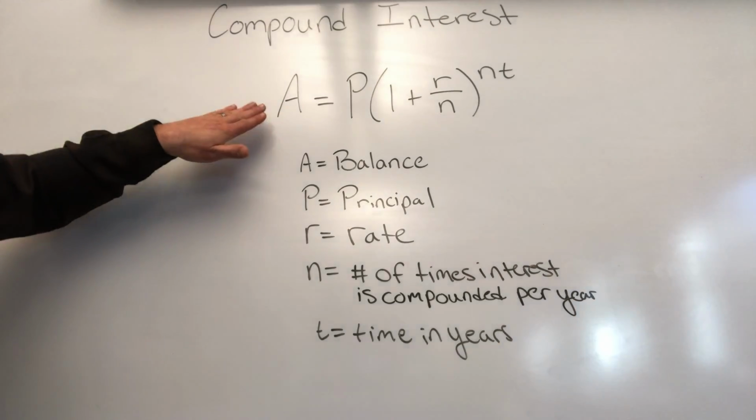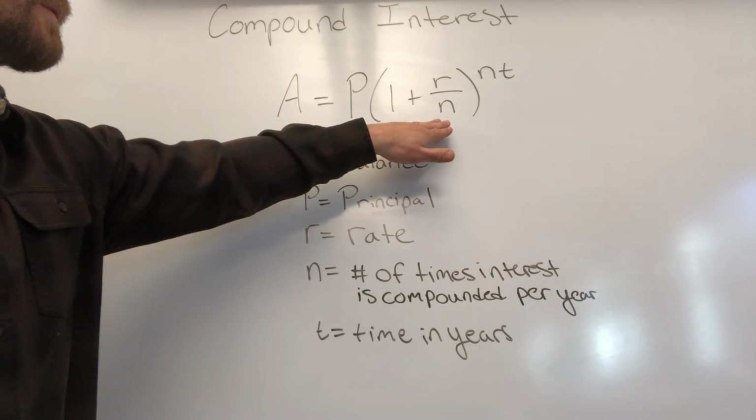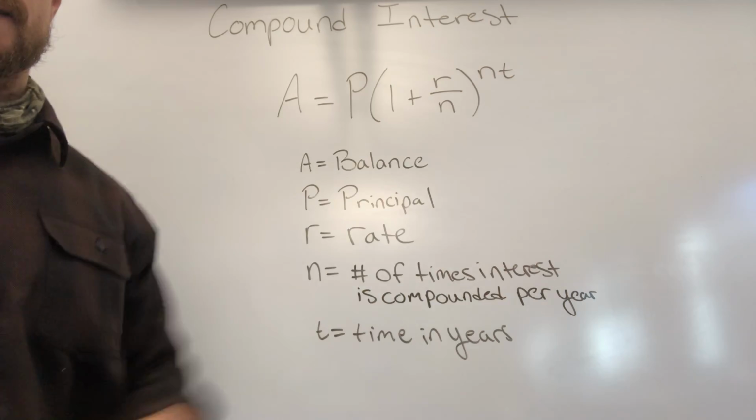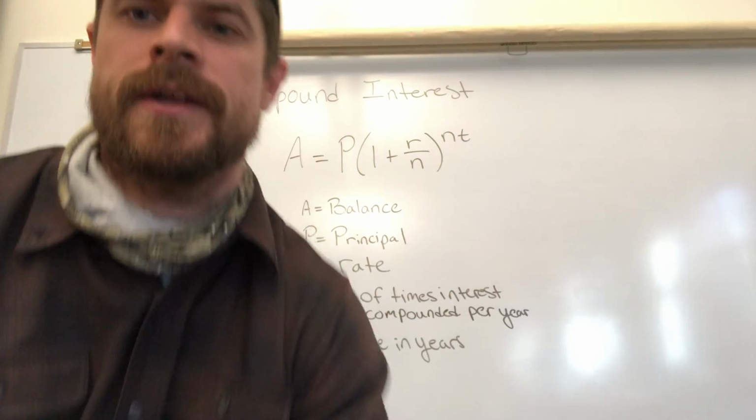Okay, what we have is our formula right here. A equals P times 1 plus R over N to the power of NT. A lot of stuff going on there. Let's take a peek and break it all down.